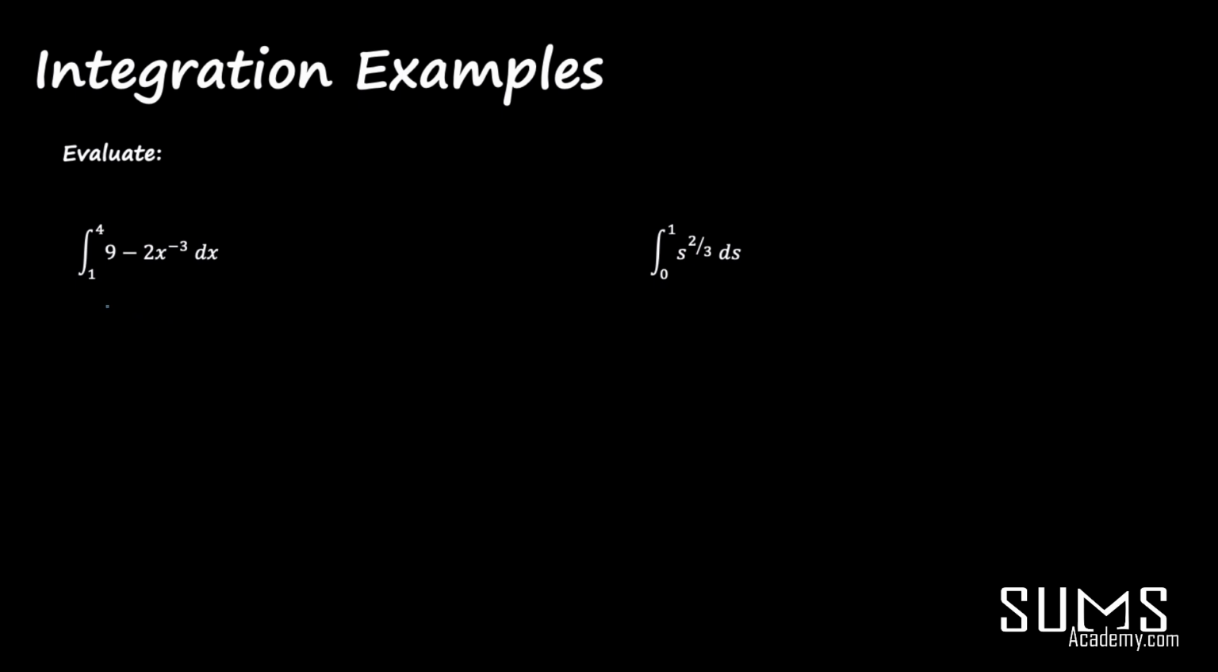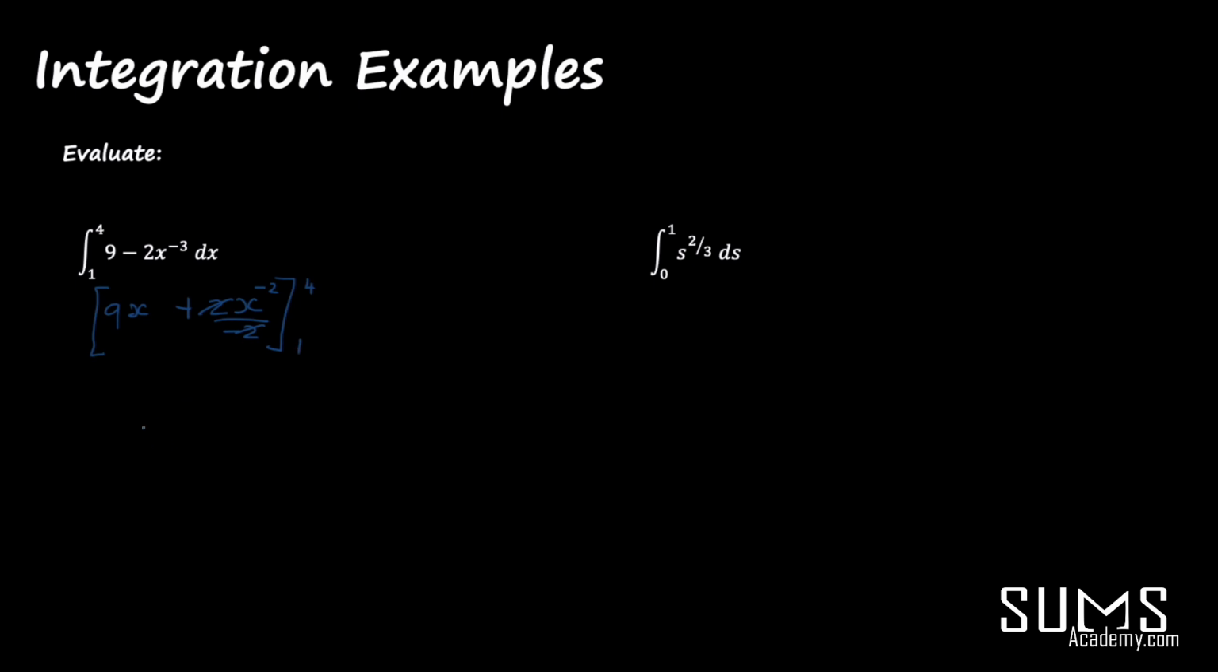So we can just start off by saying 9, increase the power by 1, which would be 1, divide by that power, which would be 1, minus 2x to the minus 3. So we want to increase this power by 1, so that becomes minus 2. And then you want to divide by that power, so that is minus 2. So these cancel out quite nicely. That becomes a plus. And you're going to put in your limits here. So this becomes 4 and 1.